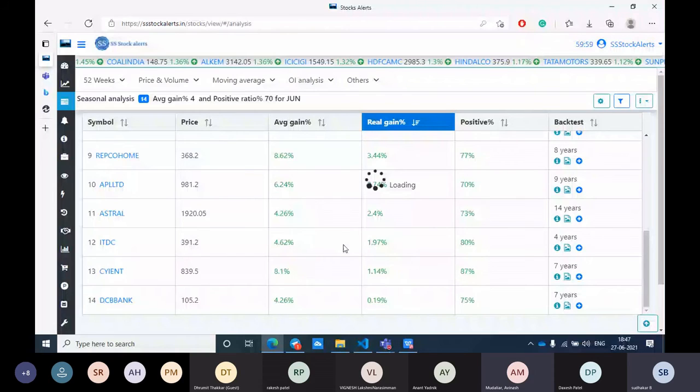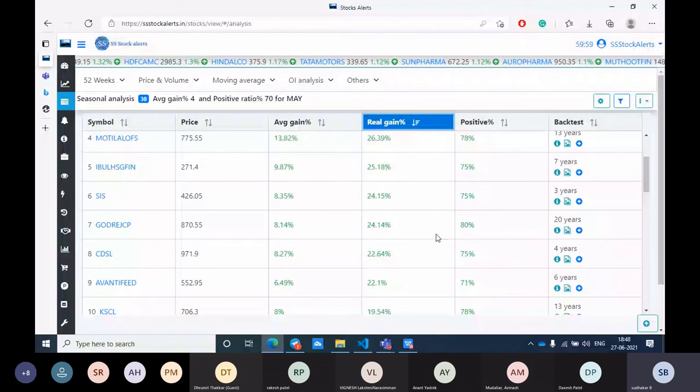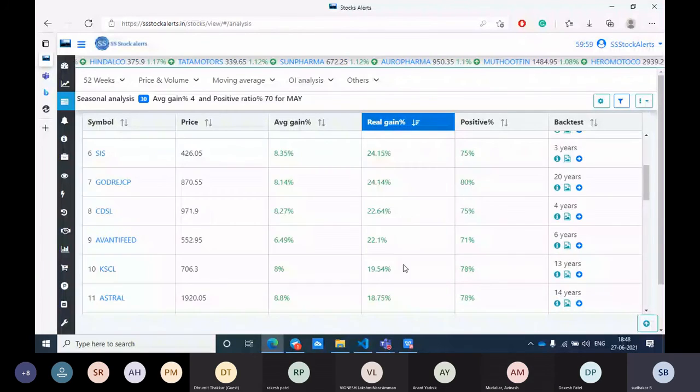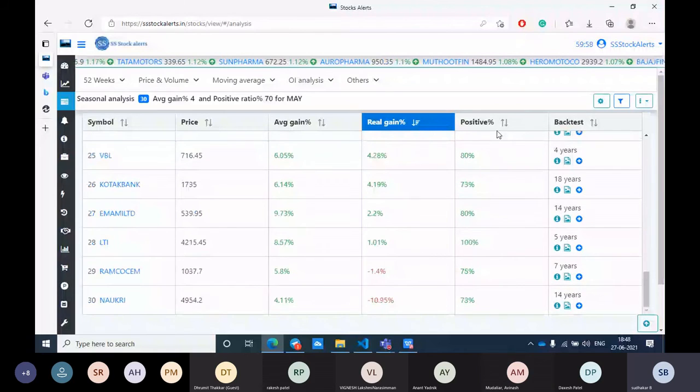Here, see, out of 30 stocks, only two stocks went negative. The remaining stocks are all positive. Out of 30, 28 positive means it has a good positive ratio. You can look at any month. This is the real gain, and this is the average gain. This is the real gain, how much was actually achieved.